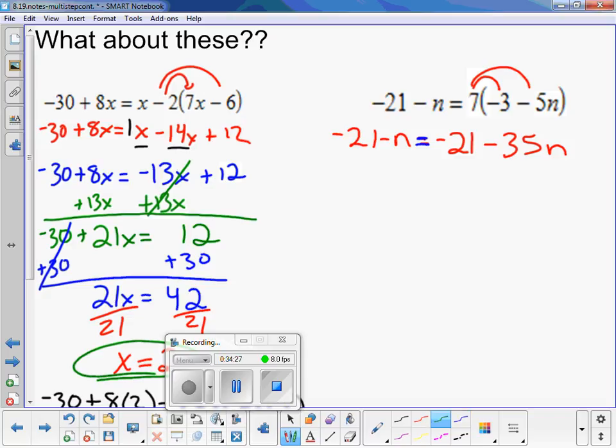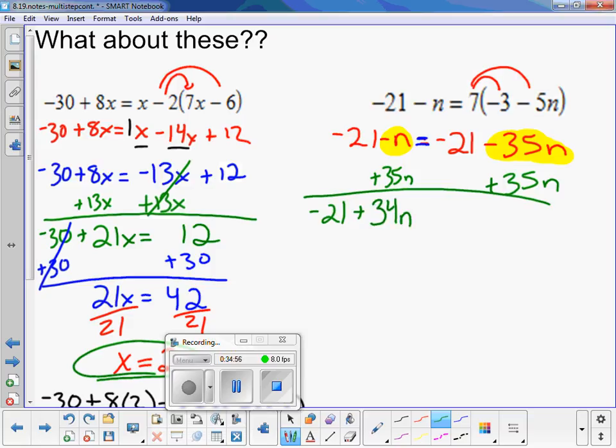Well, I have a negative 1n. Remember, if there's not a number there, it's like a 1. And I have a negative 35n. What is smaller? What is less? Negative 35 or negative 1? Hopefully you realize that negative 35 is less. So to move it to the other side, I'm going to add it to both sides. Bring down the negative 21. This is going to give me positive 34n. Bring down the negative 21, and it cancels there. Okay? Now I have one variable n.